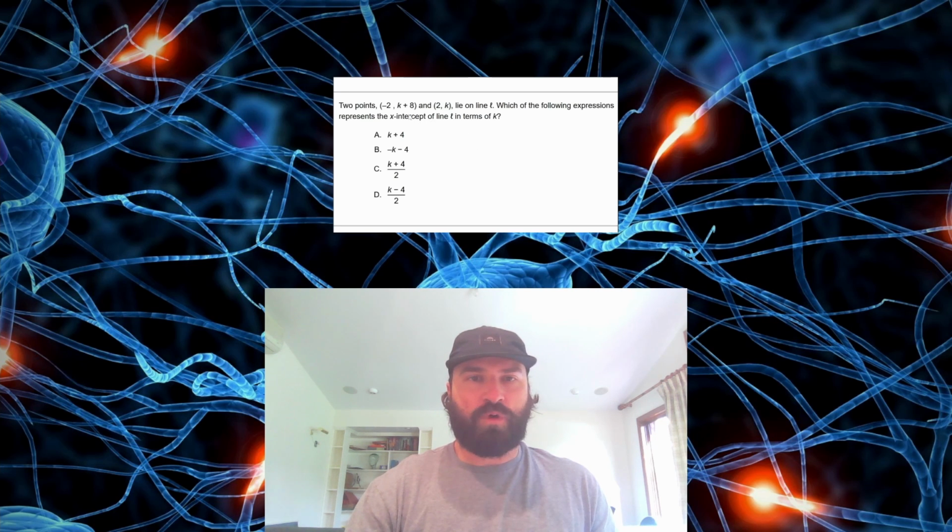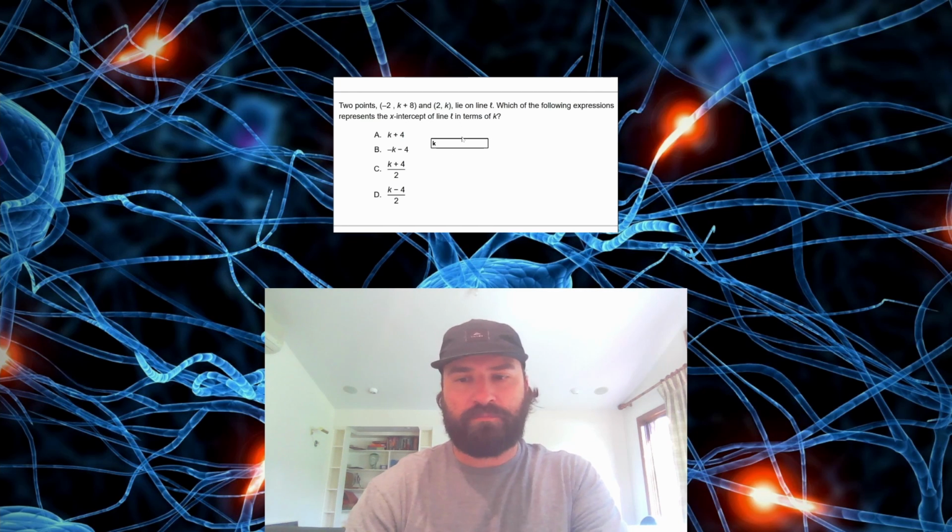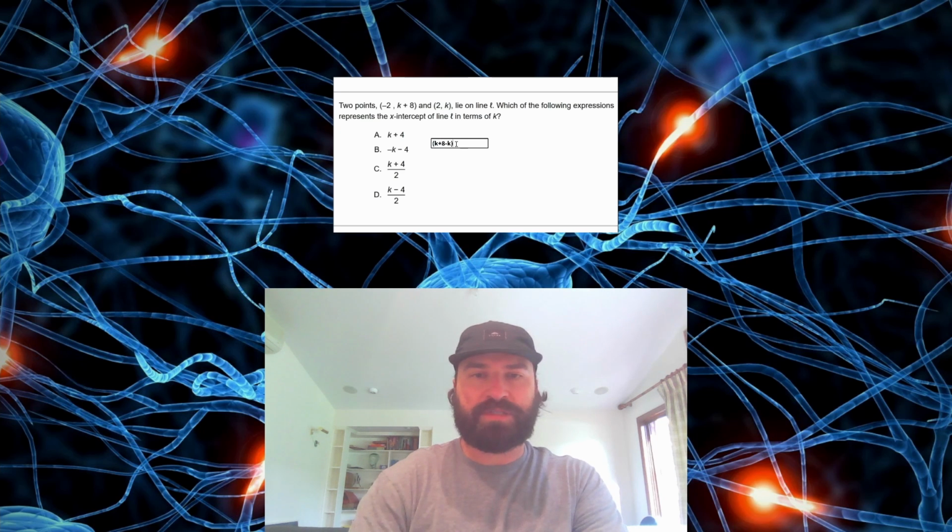Well, the change in y is k + 8 minus k, so we can do y1 minus y2. So k + 8 minus k is subtracting one y from the other y. Slope is that, the change in y over the change in x. The change in x would be -2 minus 2, our first x minus our second x.